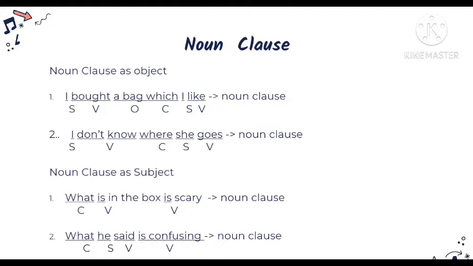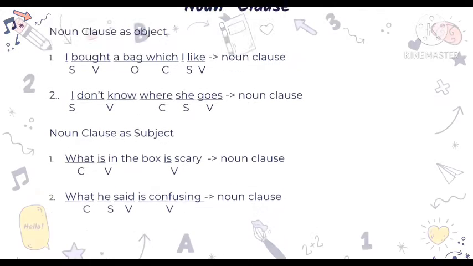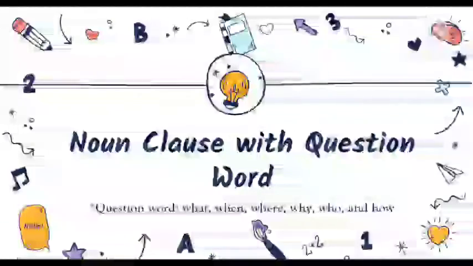And the second, what he said is confusing. What he said as a noun clause contains what as conjunction, he as subject, said as verb, and is confusing as the verb for the whole sentence. What he said is the subject for the whole sentence. And the next slide will be explained by Daniel.